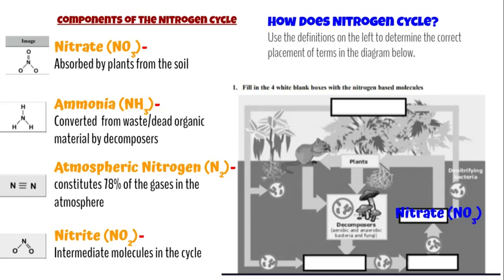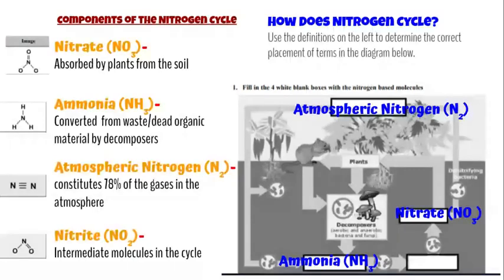And the only one coming out of decomposers would be the bottom one on the left. Third one is pretty easy, atmospheric nitrogen. Again, it constitutes about 78% of the gases that would be found in the atmosphere. So we're going to label the top box as atmospheric nitrogen.